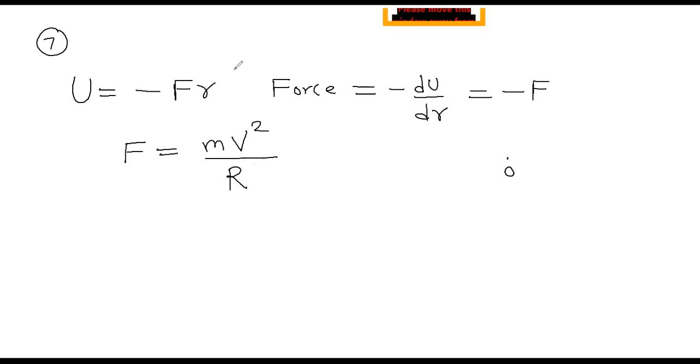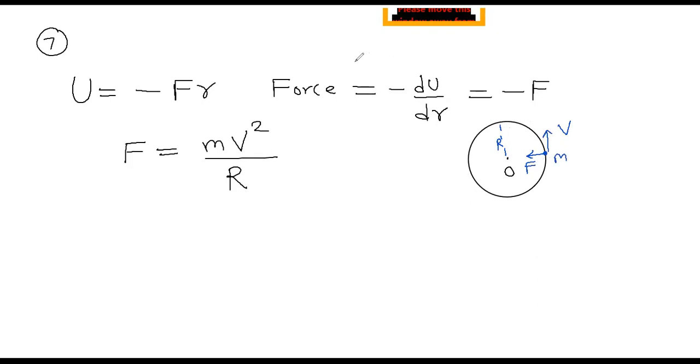If this is the origin, and this is the particle moving in the circle of radius r. So force is towards the origin. This is the speed v. Mass of the particle is m.